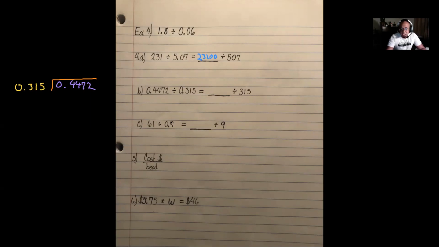So let me ask you a question. Do we like decimals on the outside? Do we like decimals on the divisor? No, we do not. So we're going to take this decimal, and we're going to move it over 1, 2, 3 times. So now it's a whole number. Now it's 315, and we're going to do the same thing on the dividend. So I'm going to take this and move it over 1, 2, 3 times. So now what I'm actually doing is 447.2 divided by 315. So what goes inside?